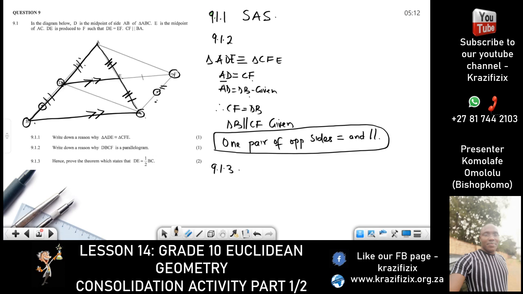Given that DE is half of DF. Let's start from there, because I want BC. Alright, we want to prove this. Okay, so let's start by saying DE is half of what? DF. I hope that makes sense. And DF is actually equal to BC. DF is equal to BC. Opposite what? Sides of a parallelogram. What then do we have? DE is half. Instead of writing DF here, can I write BC?